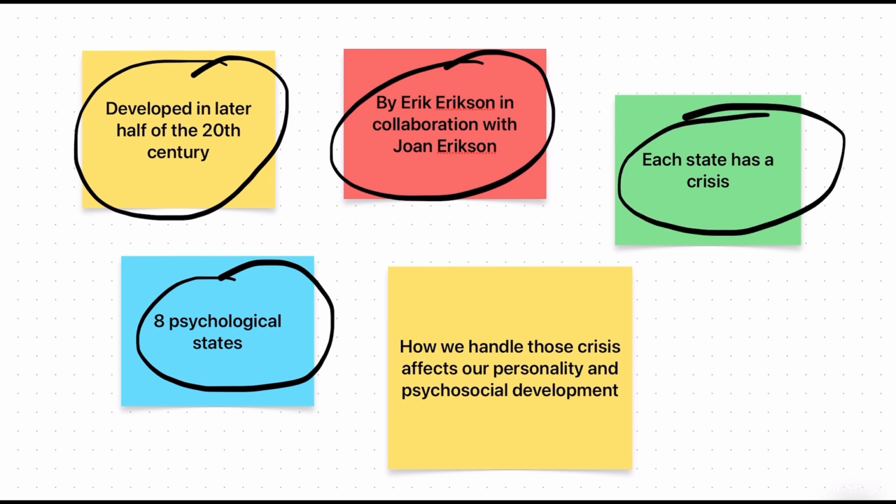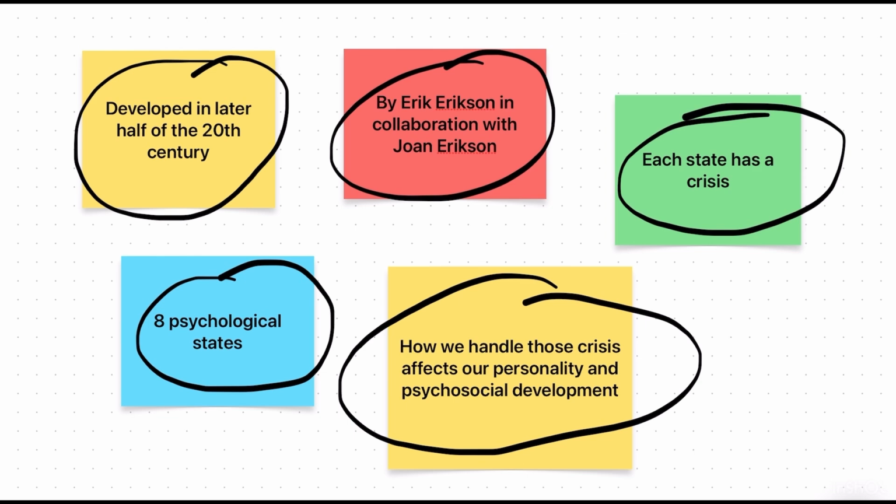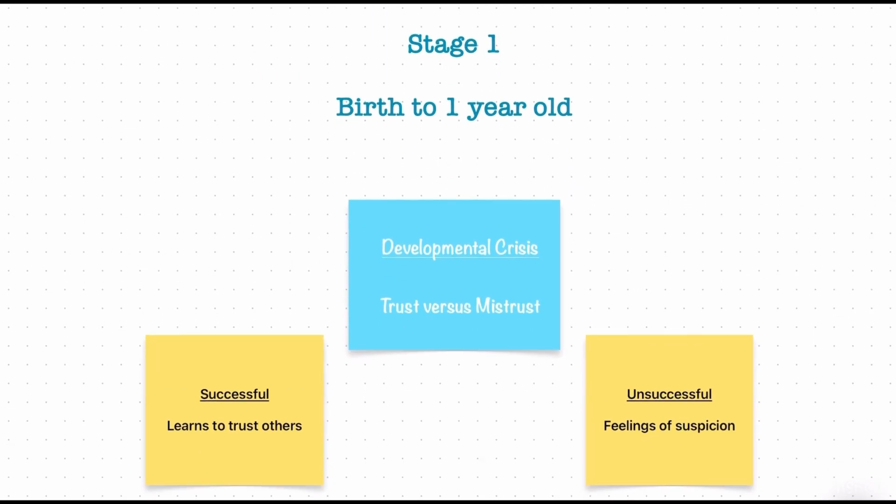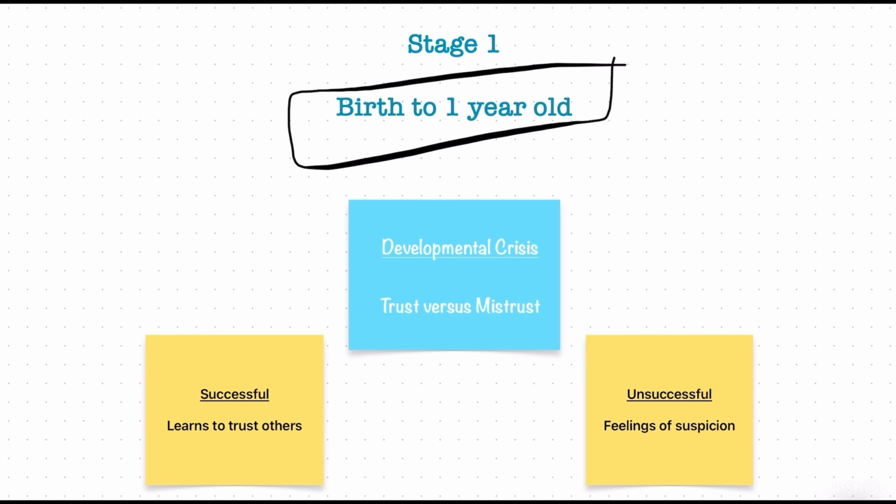Each stage of development has a crisis. How we handle those crises affects our personality and psychosocial development. Now, let's move on to the stages. So, the first stage is from birth to 1 year old.